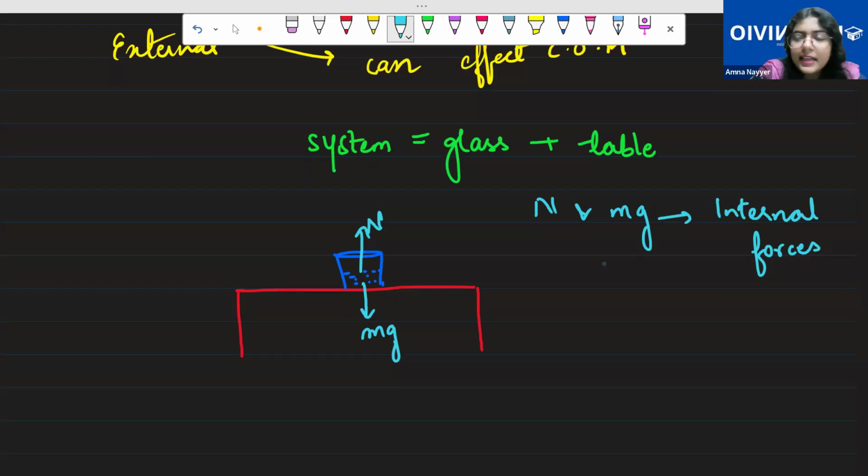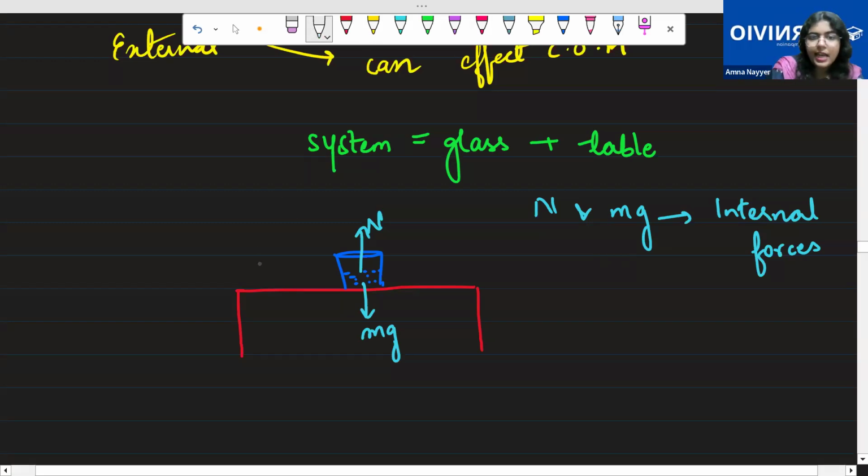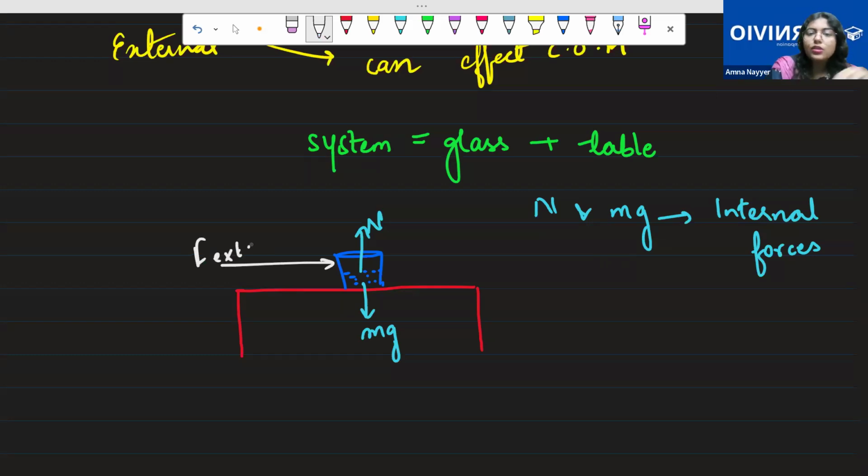Okay, see, I said that the system right now is the glass and the table. So normal reaction is acting and the gravitational weight is acting. So these forces are internal forces because they are a part of the system. Now, if I, with the help of anything, take and push this glass, that will act as the external force. So do you get it?